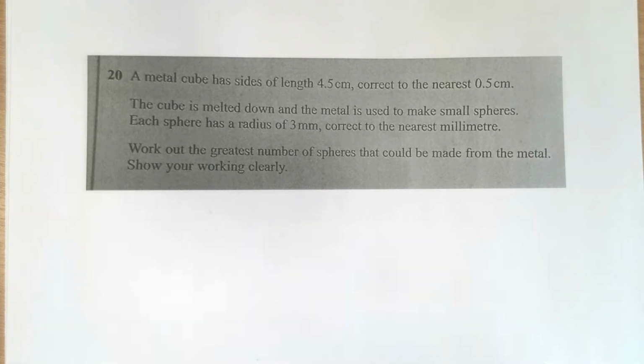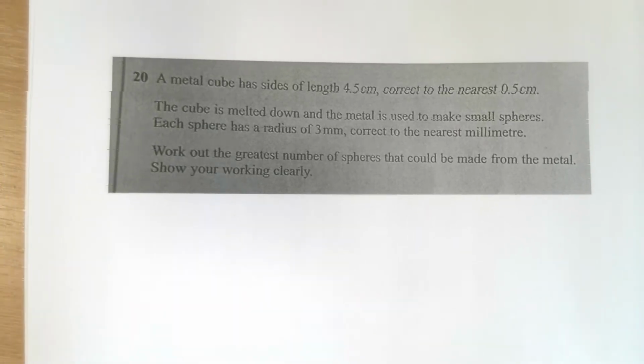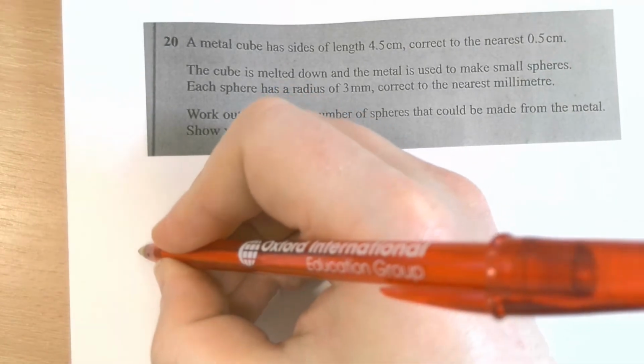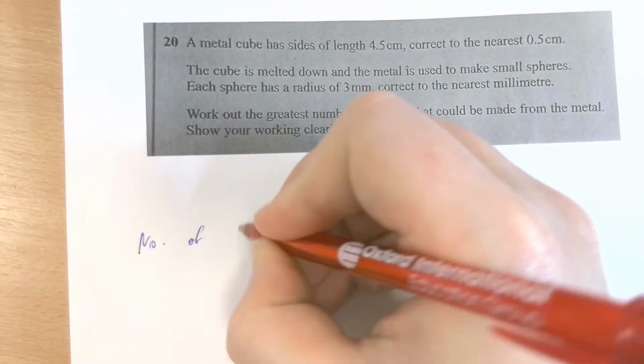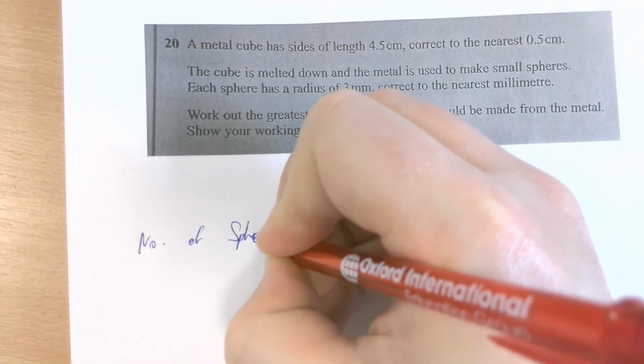All right. Well, what's going on here? There's all manner of different bits and pieces to this question. There's rounding, there's bounds, there's volumes, and there's thinking about what the phrase "greatest number of spheres" means. Well, first of all, we need to figure out how to work out the number of spheres that can be made from this metal.